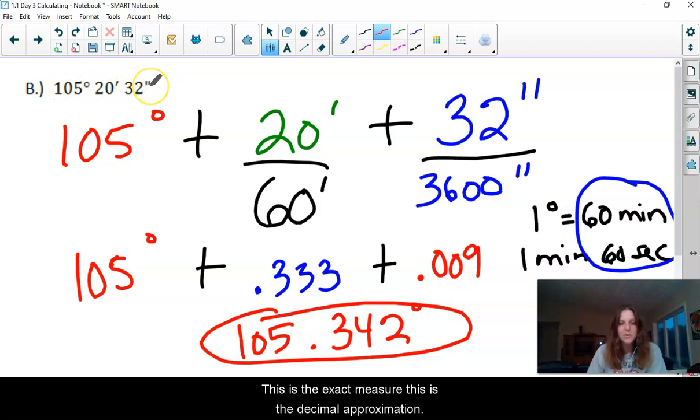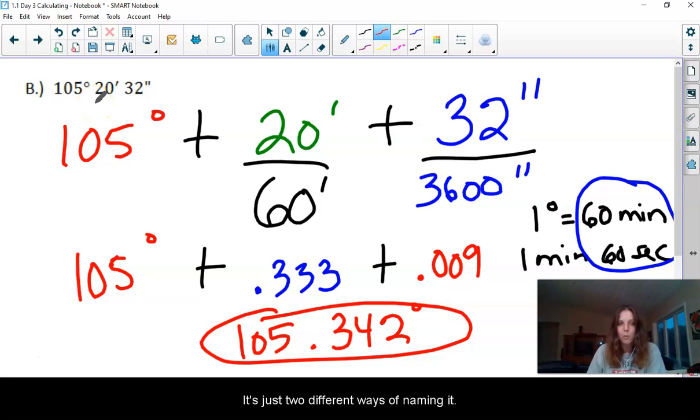This is the exact measure. This is the decimal approximation of the angle. Same angle, it's just 2 different ways of naming it. This will be needed down here when we use a calculator to calculate values.